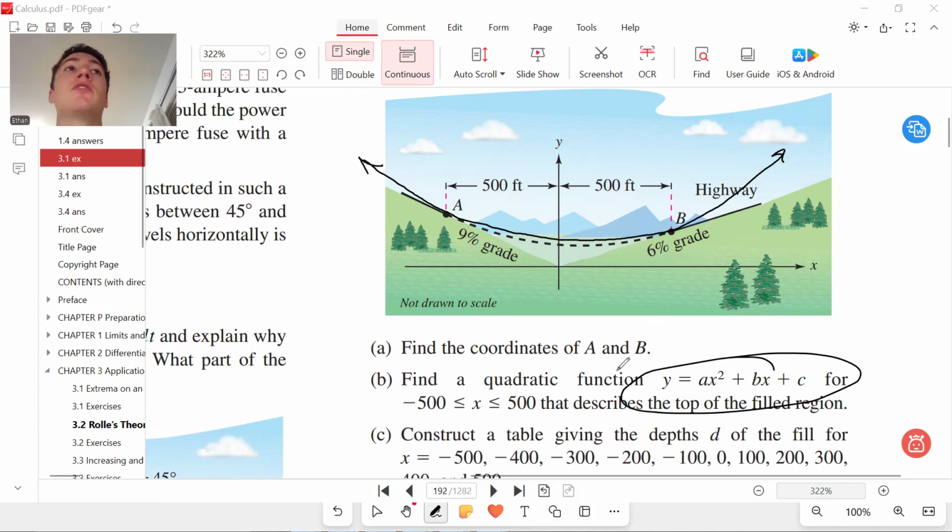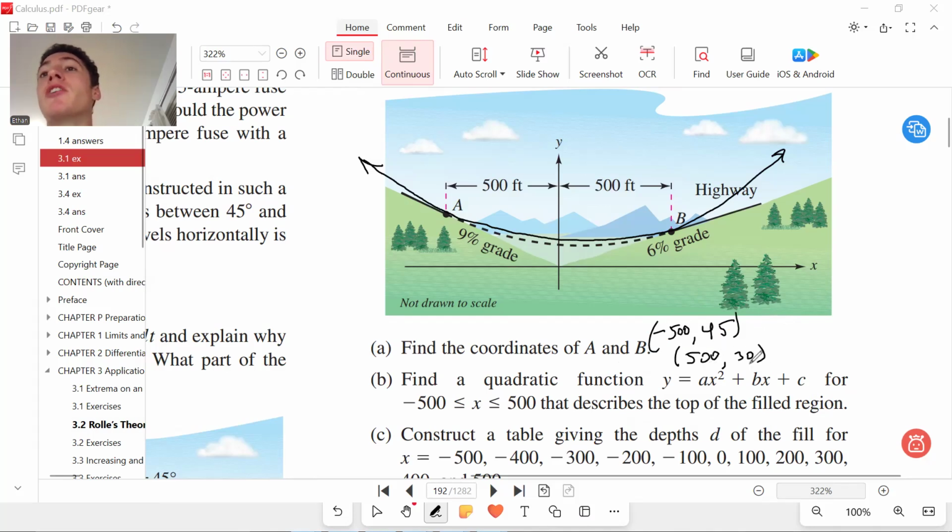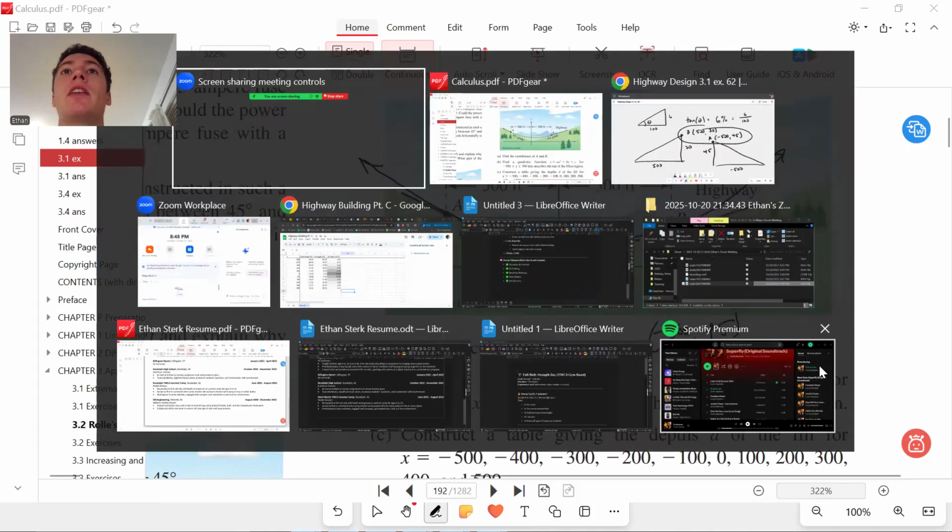So one thought is we have these 2 points for A and B. Why don't I plug in negative 500 for X and 45 for Y, and I'll get one equation with A, B, and C, and then I'll plug in 500 for X and 30 for Y, and I'll get another equation for A, B, and C. Well, the problem with that is then I have 2 equations and 3 unknowns, and I won't be able to solve for A, B, and C. So we need to find another way to find A, B, and C.